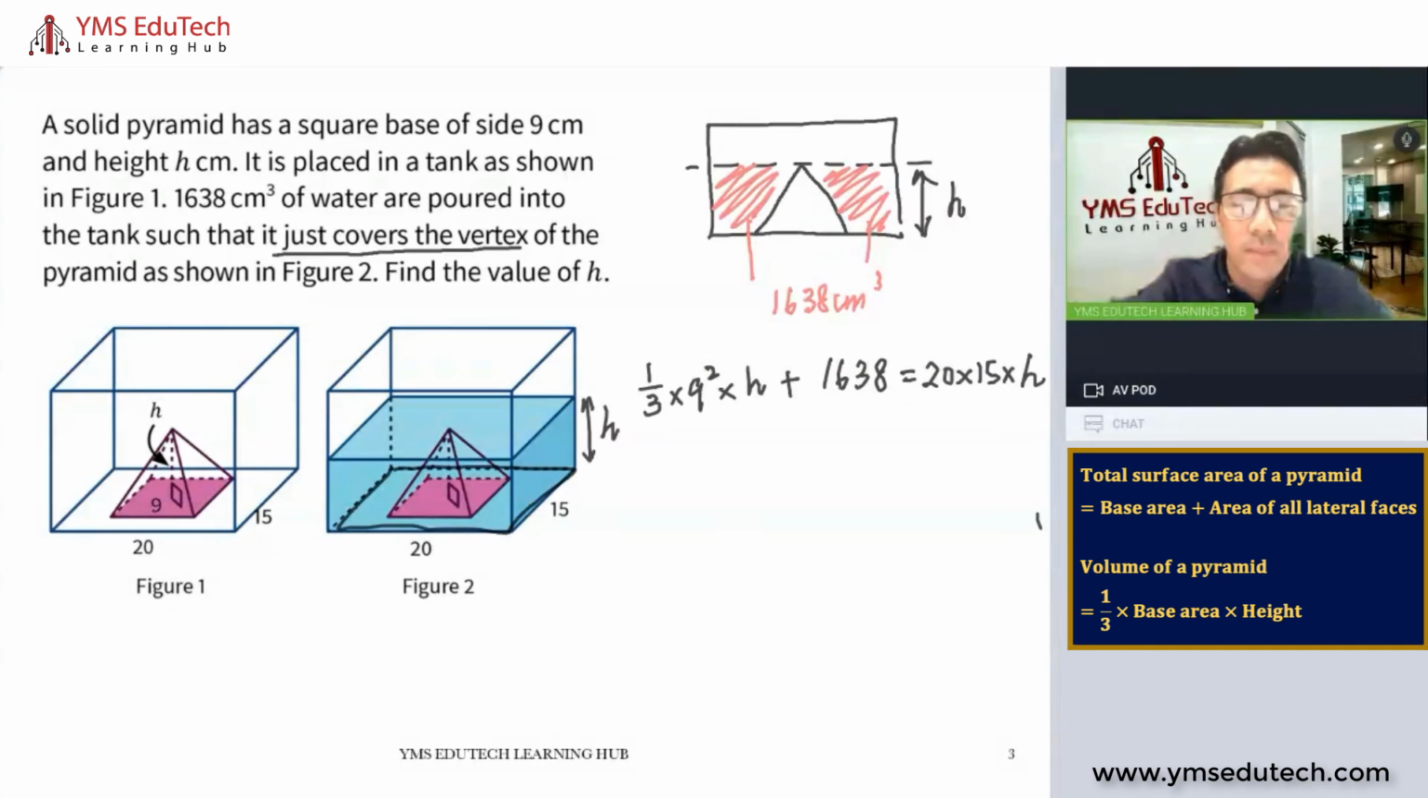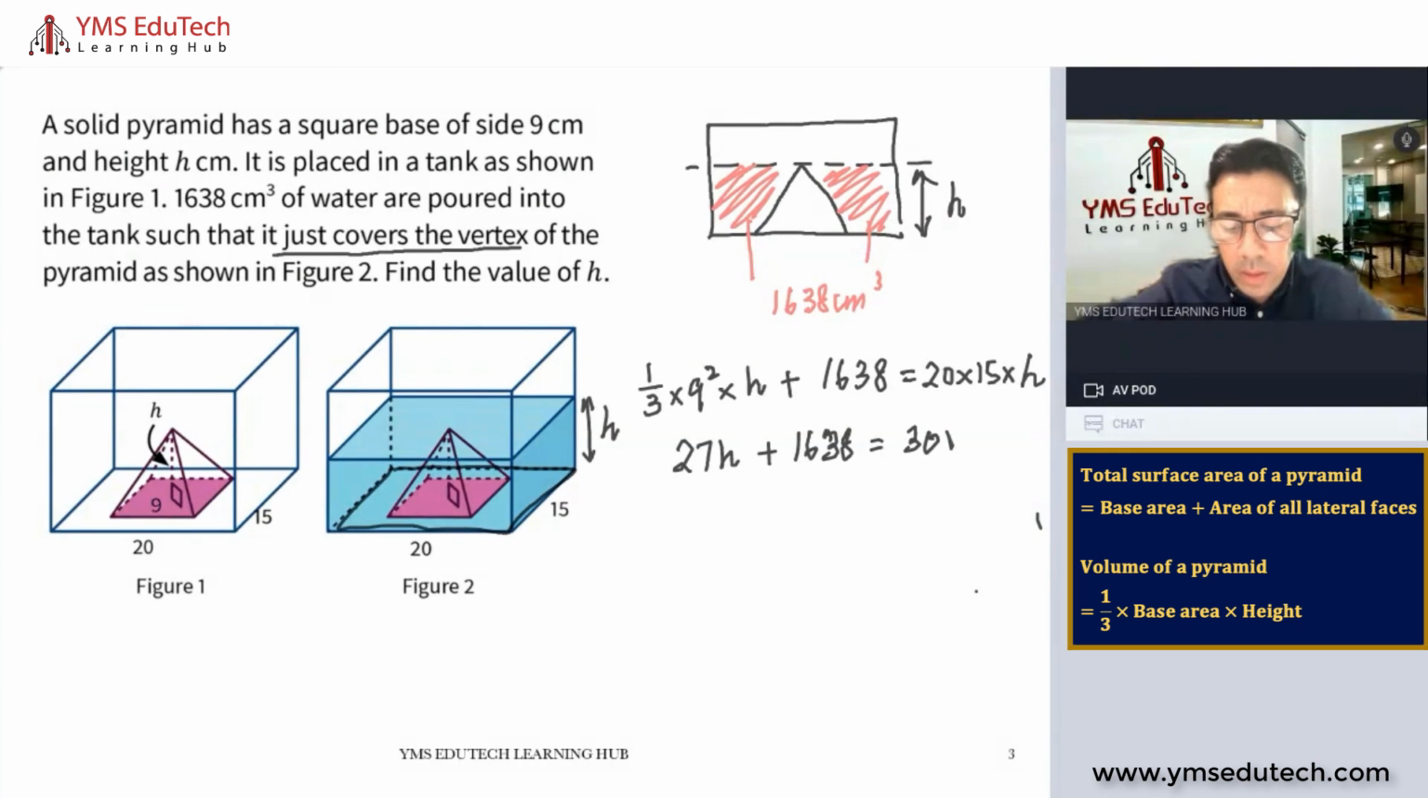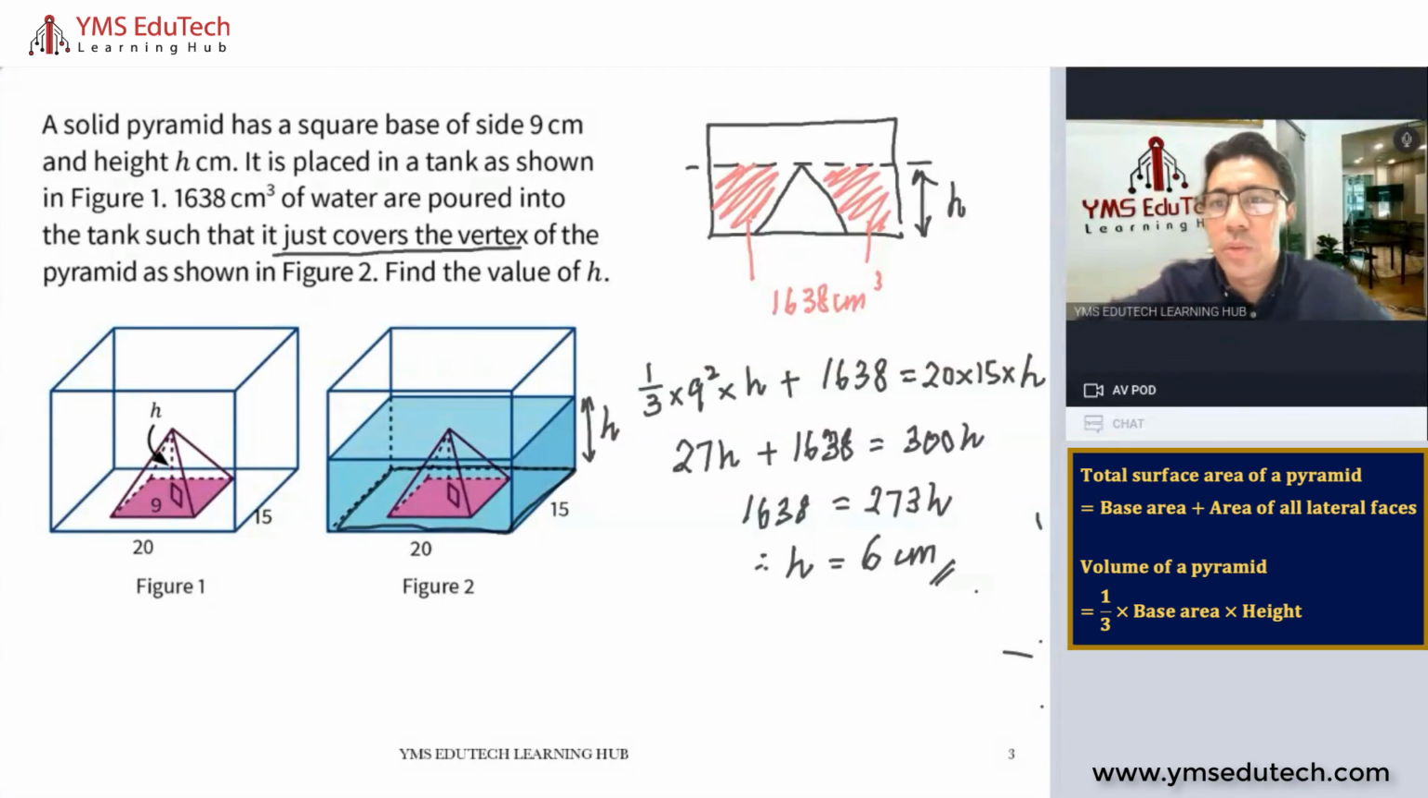Working this out, 27H plus 1638 equals 300H. So now it is a very simple linear equation solving for H. 300 minus 27. Therefore, H equals 6. So there you have it, the two types of questions that can be asked during the examination.